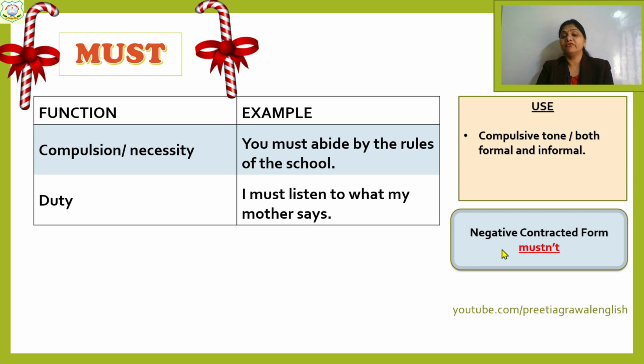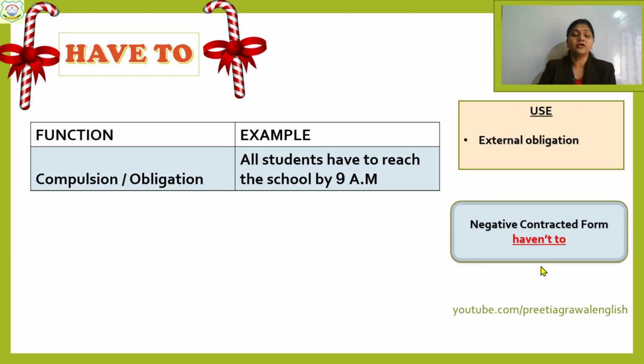What is the negative contracted form? The short form of must not is mustn't. Okay, mustn't means must not.